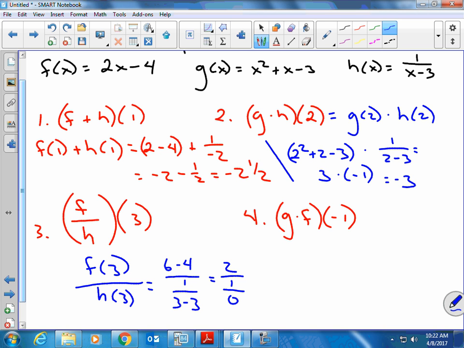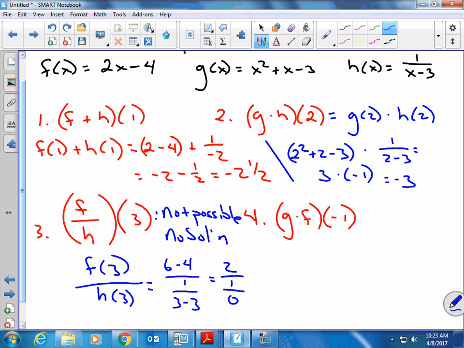That means we have some things that are not a part of my domain. Remember our talk on domain and range. What this says is I can't evaluate h at 3. The value of 3 will not be in the domain of h. We're going to talk about that a lot more in just a second. Okay, so what is the answer to this one here? Not possible. No solution. Either one of those is fine. Not possible because you cannot plug in a 3 for the h.